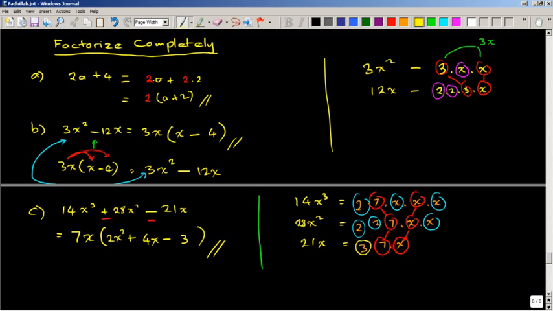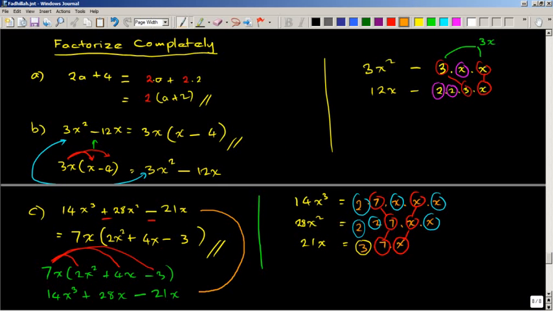Okay, if you don't believe it, let's check. Expand 7x times 2x squared plus 4x minus 3. Let's expand them. So multiply 7x with 2x squared. What do you get? 14x cubed. And then multiply 7x and 4x. 7 times 4 is 28x squared. And then multiply 7x and 3. Maintain the sign, minus 7x and 3 is 21x. Are they the same as the original? Yes, they are the same. So the answer is correct.